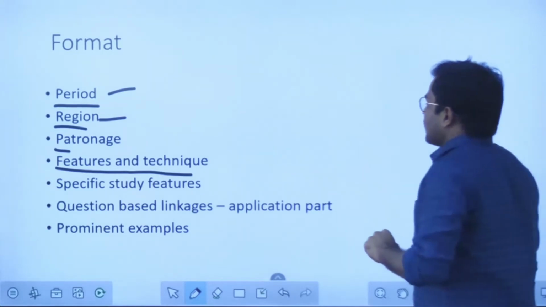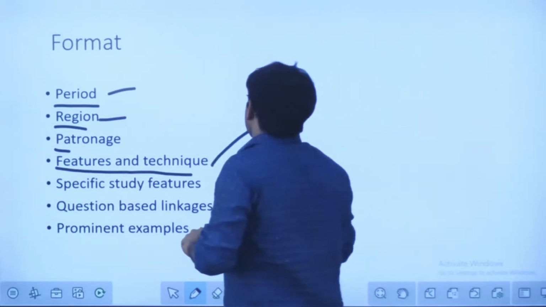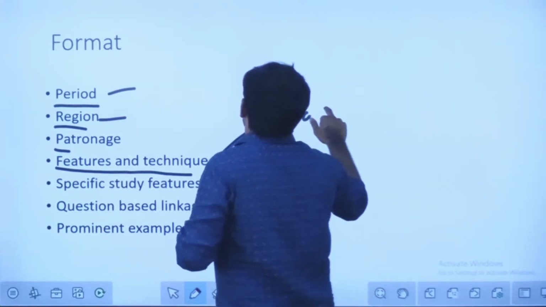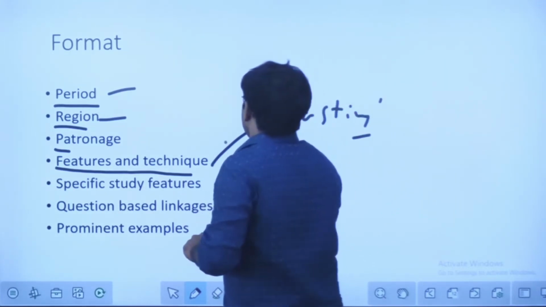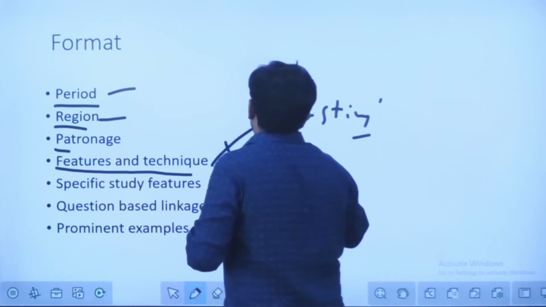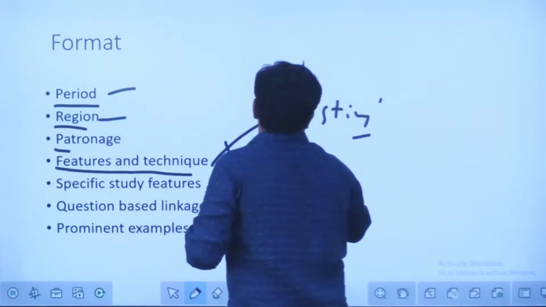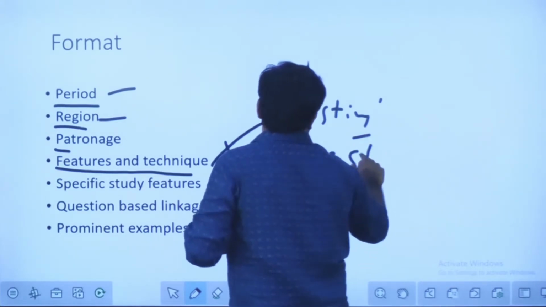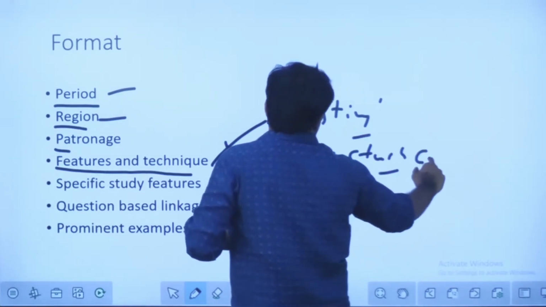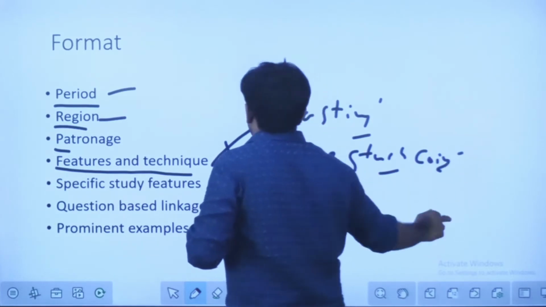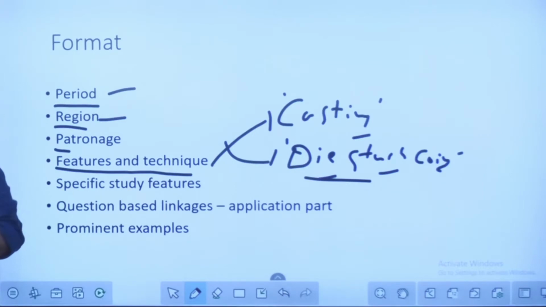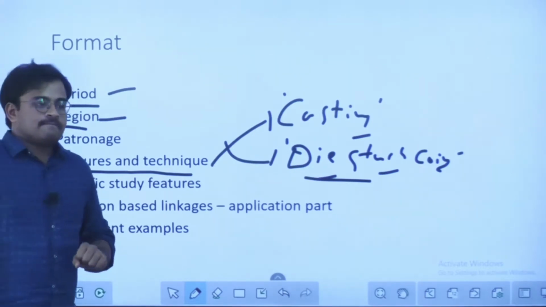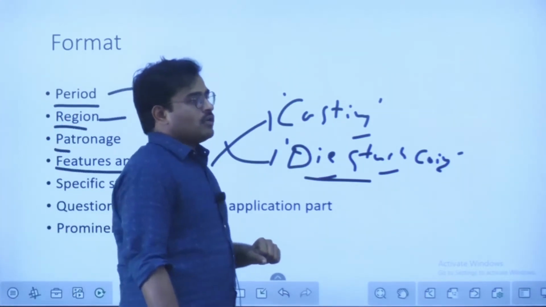Even in Gupta numismatic art, you have to write about two techniques of coin making. One is casting, and the second one is die-struck coins. Two standard techniques were used during the Gupta period: die-struck and casting technique.